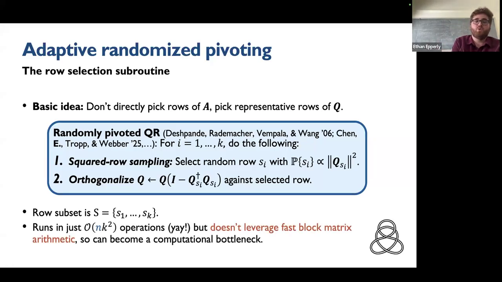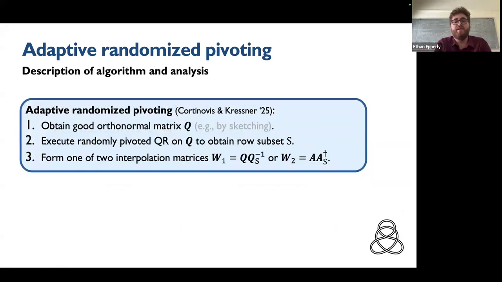Now, this algorithm is going to run in order nk squared operations, which is very fast. Remember, A is this big data matrix of size n by d, and K is a small subset size. Because the algorithm is only linear in n, this is going to be very efficient. But of course, we always want to go faster. I'll note for later that this algorithm could be faster because it doesn't leverage block matrix arithmetic, so it can become a computational bottleneck in the algorithm I'm about to tell you. But for now, we're happy with this algorithm. It's linear time in n, and we can use it as a subroutine in this adaptive randomized pivoting algorithm.